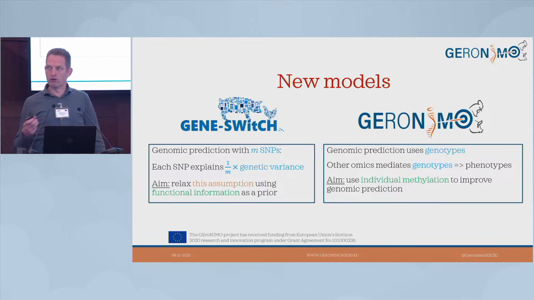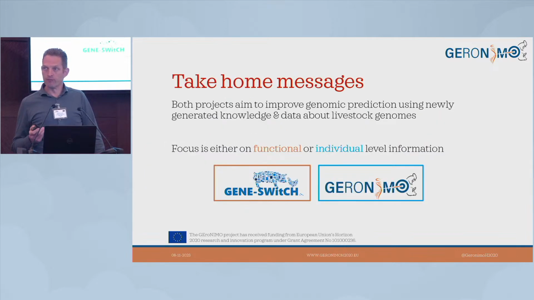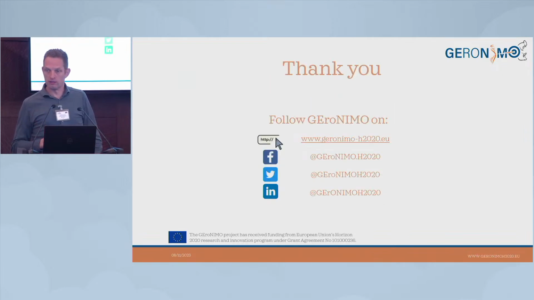In contrast, in Geronimo, in addition to using the genotypes of individuals in genomic prediction, we will use those other omics, such as the methylation profiles. The aim is to use that to get a better grip on the variation in phenotypes and be better able to predict them, but also breeding values of animals. So that's just the take-home message. Both projects aim to improve genomic prediction, using newly generated omics or genomics data that's either at a population scale or at the individual level. That's the connection, but also the contrast between both projects. And that's it.